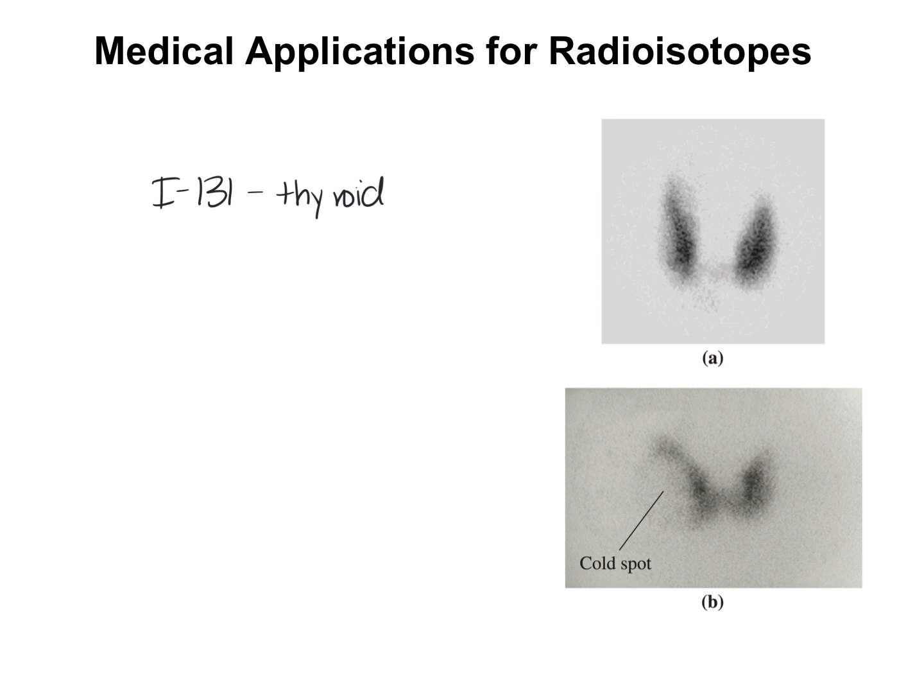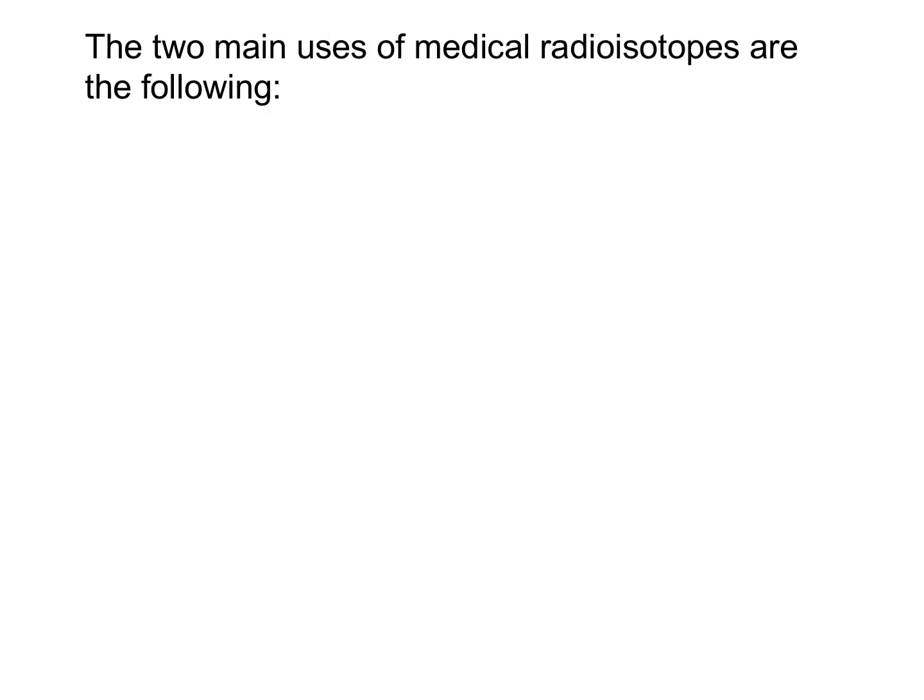Now, it's important to expose patients to the smallest possible dose of radiation for the shortest period of time. And so, as I've already mentioned, radioisotopes with short half-lives are selected for use in nuclear medicine, and iodine 131 has a fairly short half-life of 8 days.